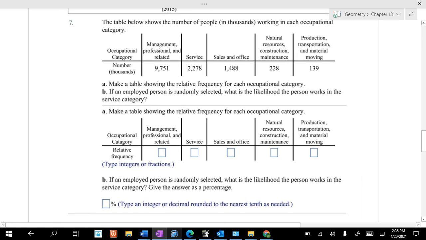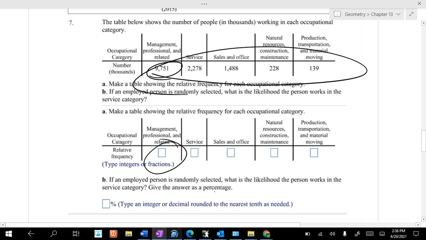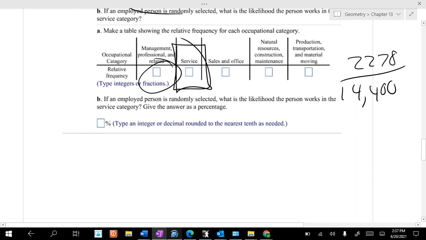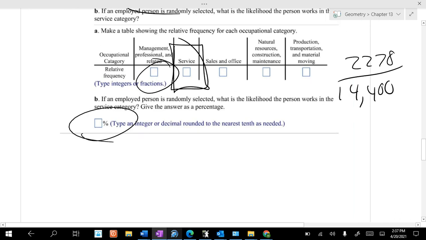This one again is like that earlier one where you have to add these up, add up to a big number, and you put this number over this sum, and you put that here. And then it says, if an employed person is selected at random, what is the likelihood they work in the service? So you take this one. Let's say it's 2278 out of like 14,400. Let's say 14,400 people work there. What you do is take the top number divided by the bottom number. You get a decimal, and you multiply that decimal by 100, to change it into percent. So make sure you multiply by 100 to change that into percent.